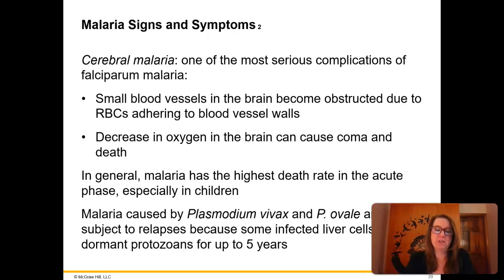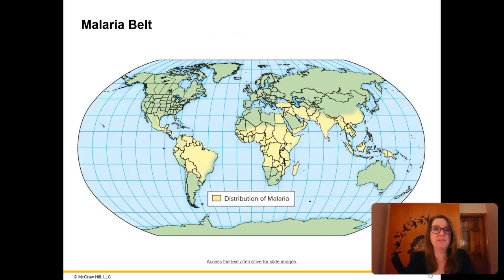There can be a severe complication of malaria we call cerebral malaria. What happens is the tiny little blood vessels in the brain are going to get obstructed or clogged with these lysed red blood cells, and then you get decreased oxygen to the brain. So, a very serious condition. Some people actually have relapses because the infected liver cells still harbor dormant parts of the life cycle for up to 5 years.